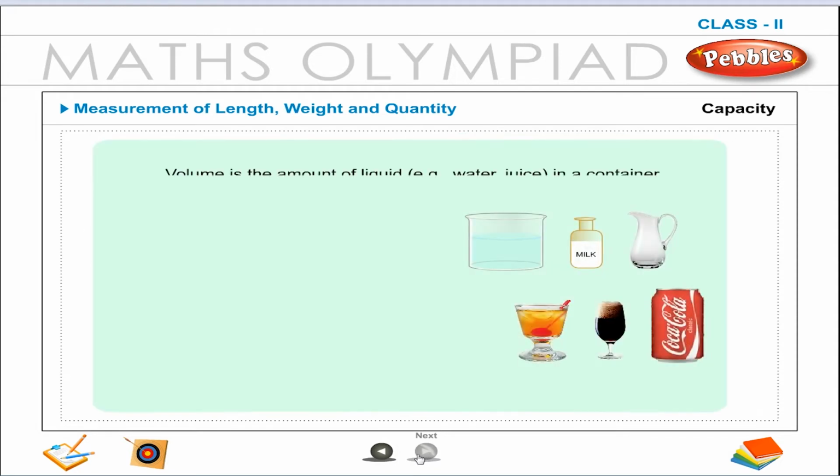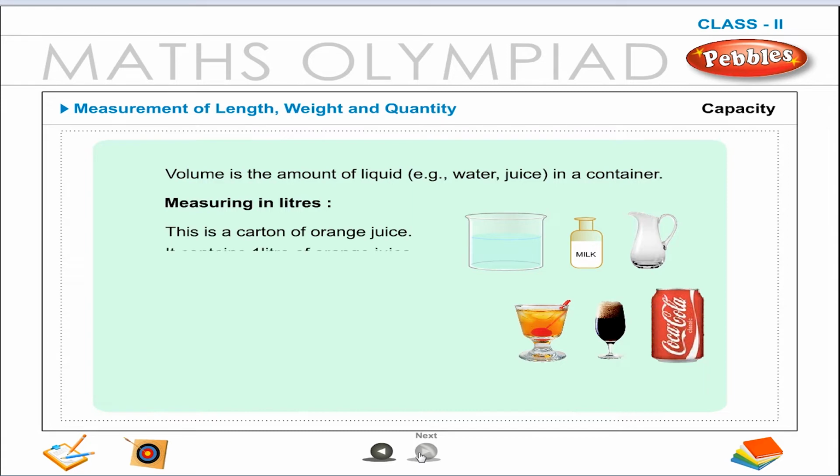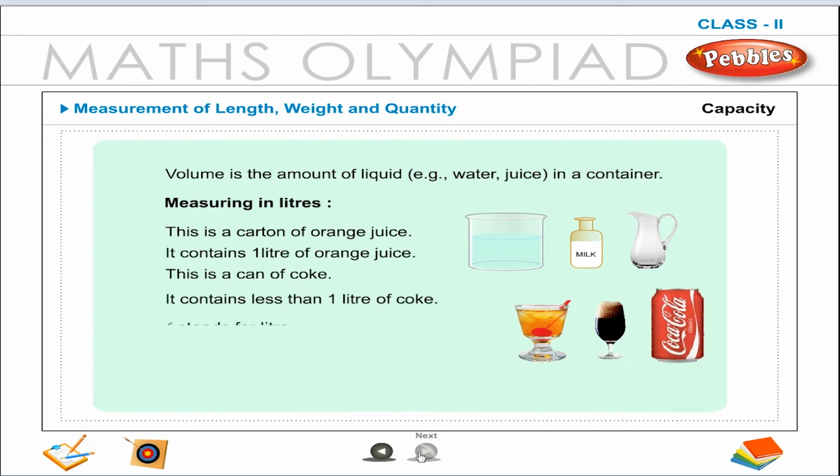Capacity. Volume is the amount of liquid, for example, water or juice in a container. Measuring in liters. This is a carton of orange juice. It contains 1 liter of orange juice. This is a can of Coke. It contains less than 1 liter of Coke. L stands for liter. We use L to measure the volume of liquid.